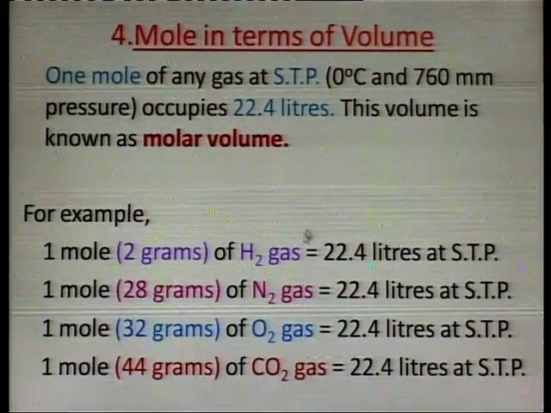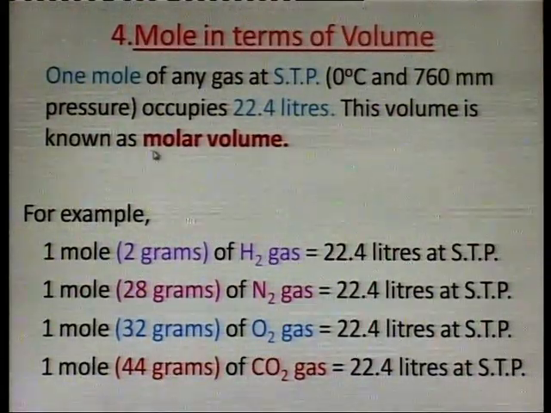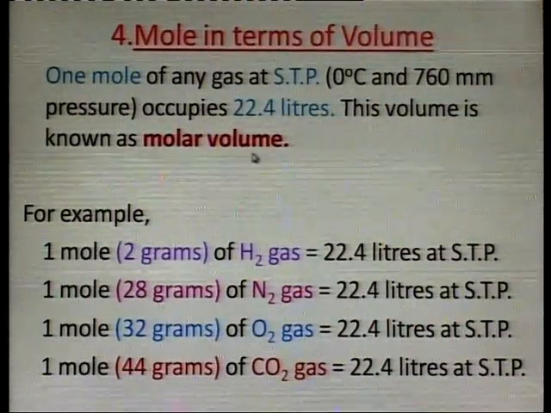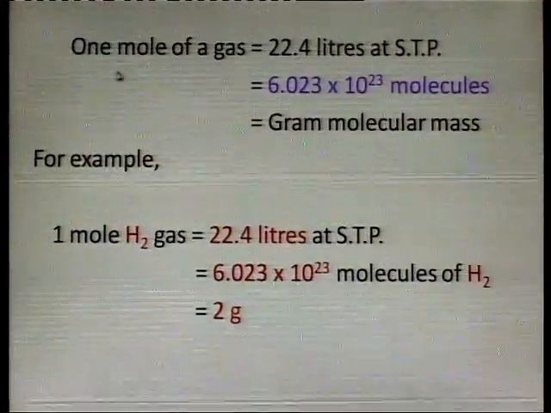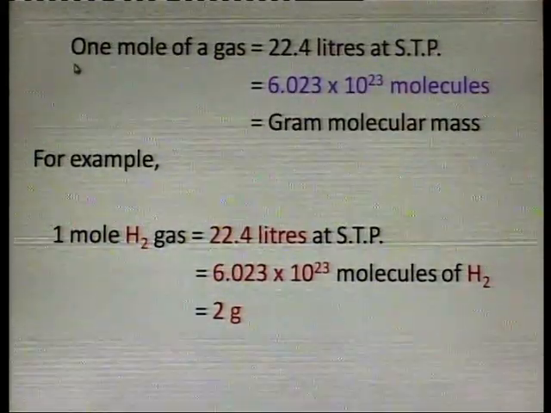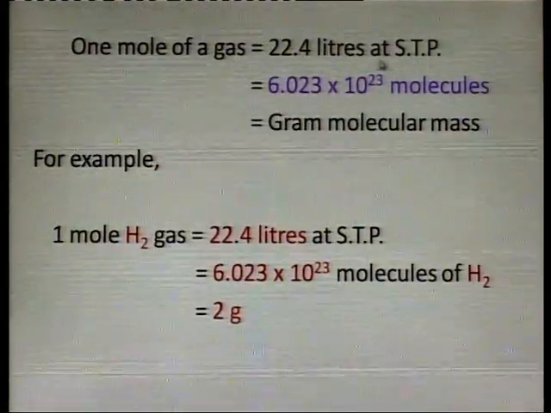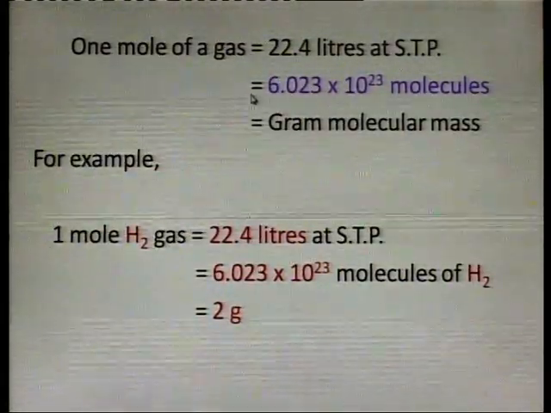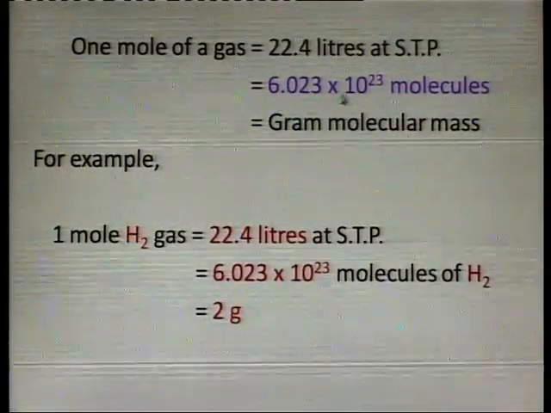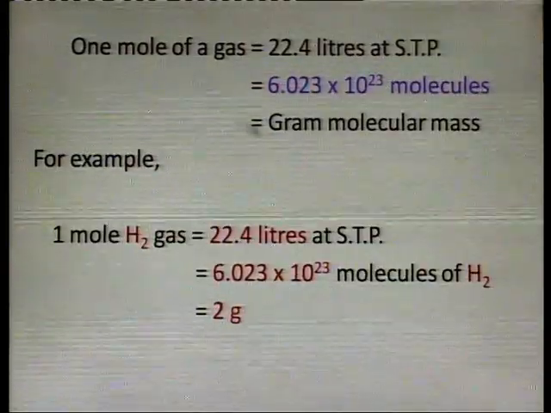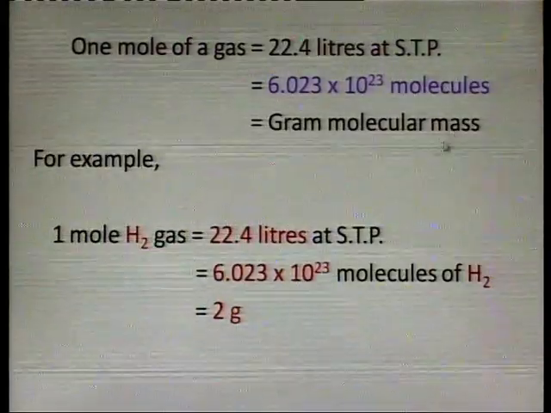So, these volumes at STP are called the molar volume, because this is the volume occupied by 1 mole of any gas at STP. So, we generalize the things. 1 mole of any gas is equal to 22.4 liters at STP. This 1 mole of a gas is also equal to 6.023 into 10 raised to power 23 molecules. 1 mole of a gas is also equal to gram molecular mass.